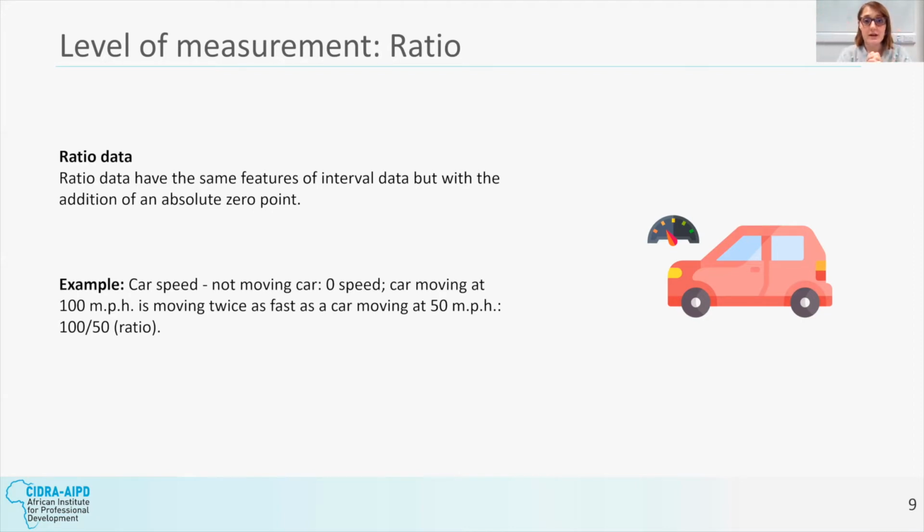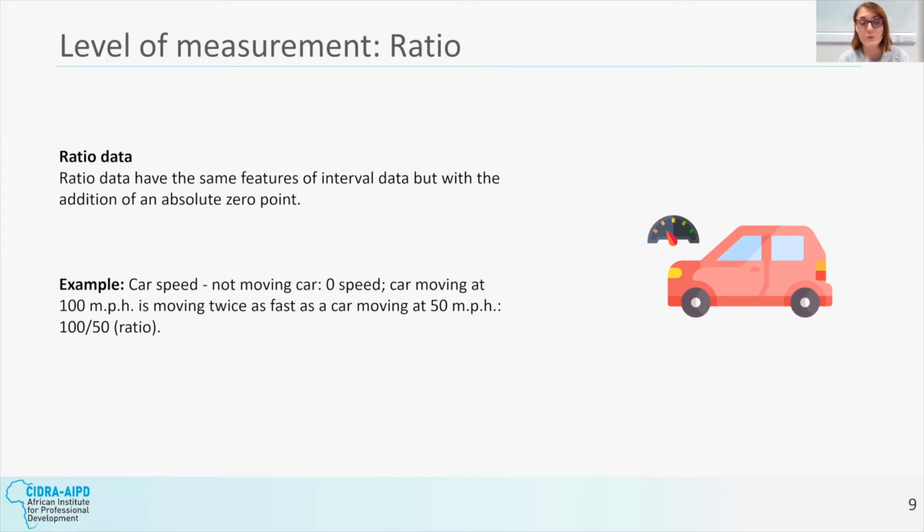So let's move now to the upper part of our scale, the ratio data. The ratio level of measurement has the same characteristics as the interval one, but with the addition of an absolute zero. In this case, let's consider car speed as an example. If the speed of a car is 0 miles per hour, we know that the car is actually not moving. It represents the absence of movement.